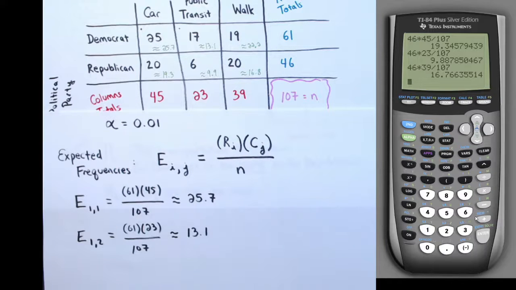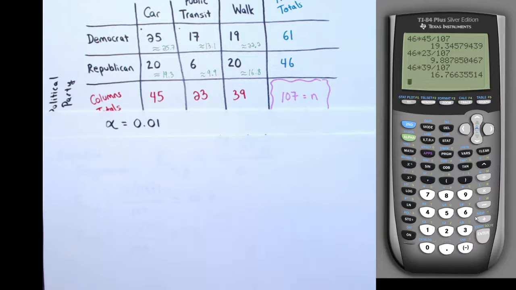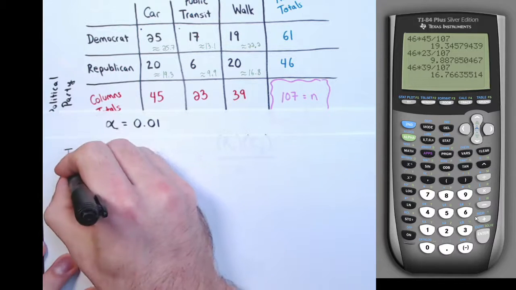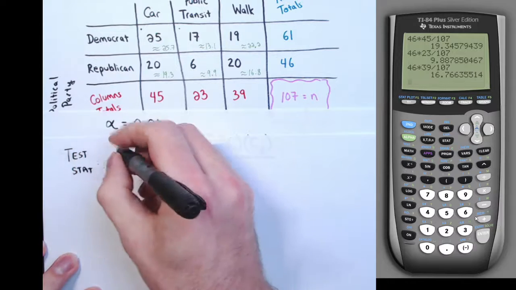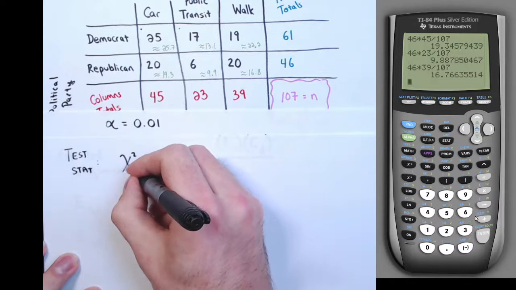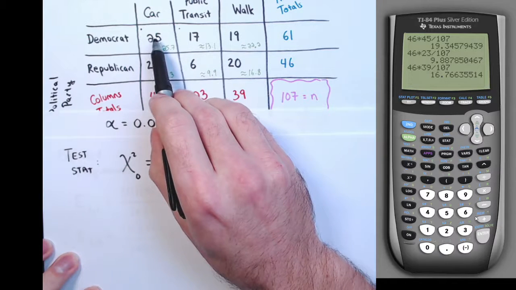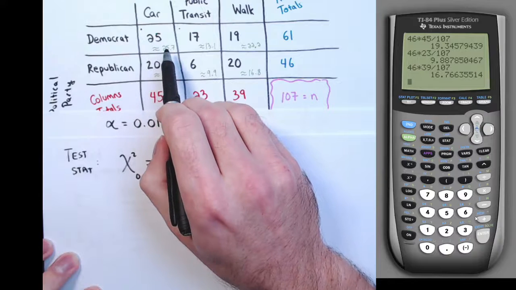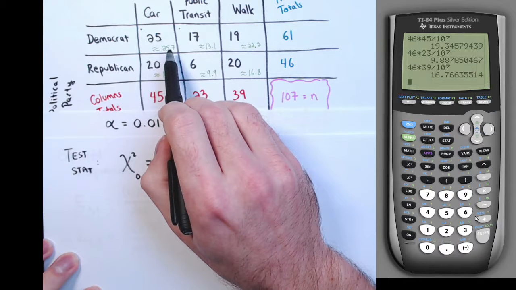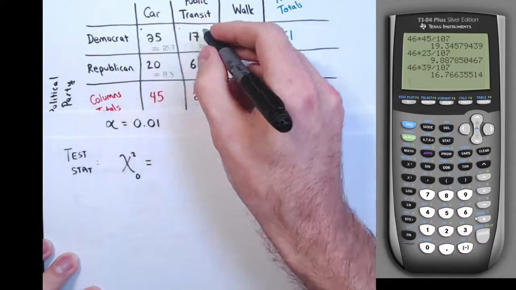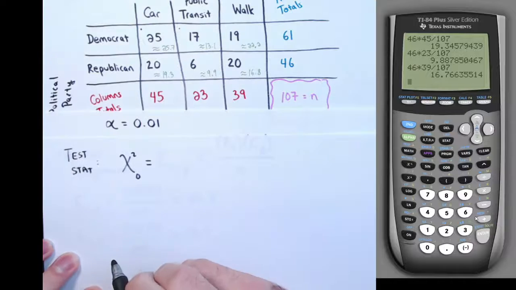Okay, so now for the test statistic. Remember the test statistic is this chi-squared value, chi-squared sub 0, and it's just the sum of all those. You're going to take every observed value minus its corresponding expected value, square that, and then divide by the expected value. And you do it for every single cell. So I'm going to have 6 terms here.